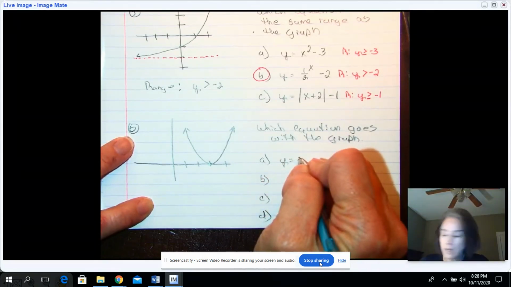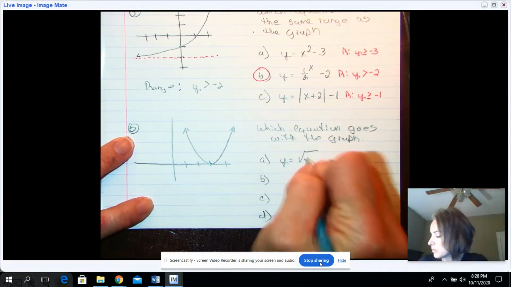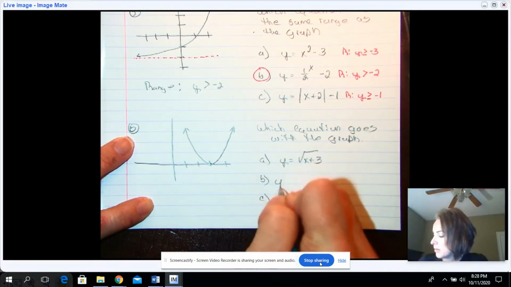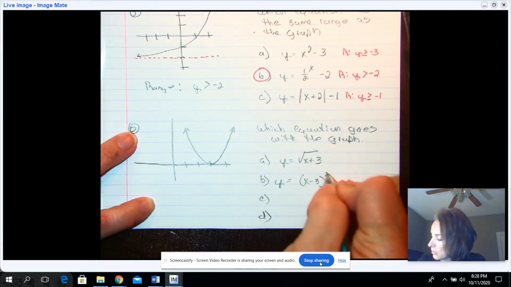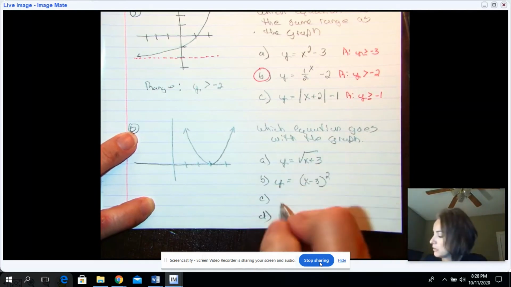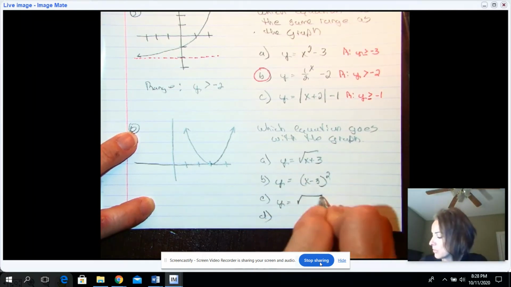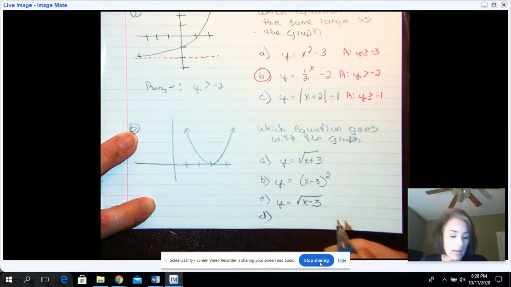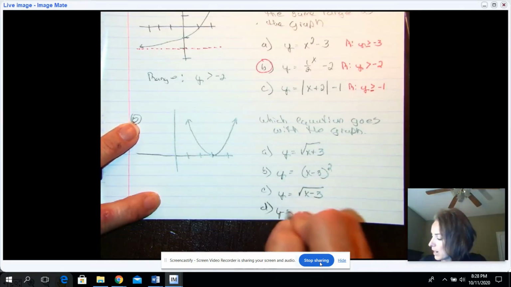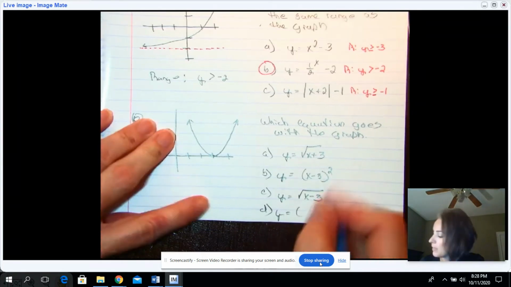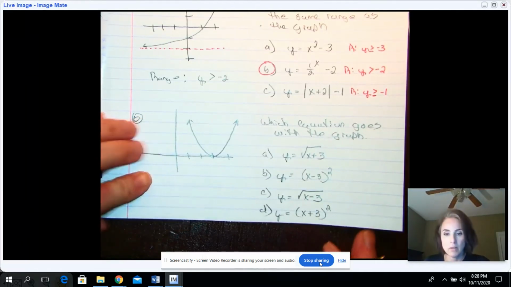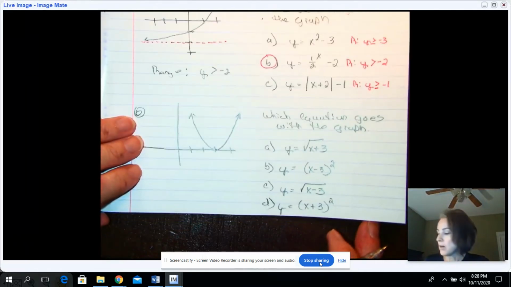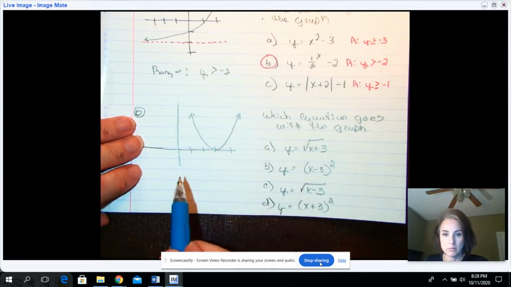The first one is y equals the square root of x plus 3. B is going to be y equals (x minus 3) quantity squared. C is going to be y equals the square root of x minus 3. And then D is going to be y equals (x plus 3) quantity squared. All right. Well, first off, this is a parabola. So which ones aren't going to work?